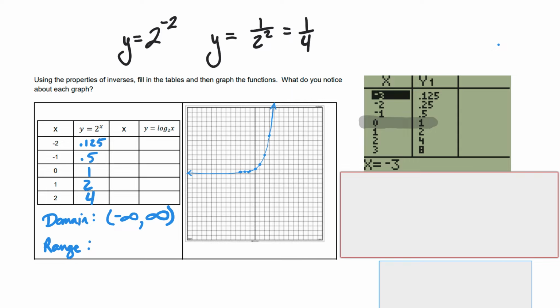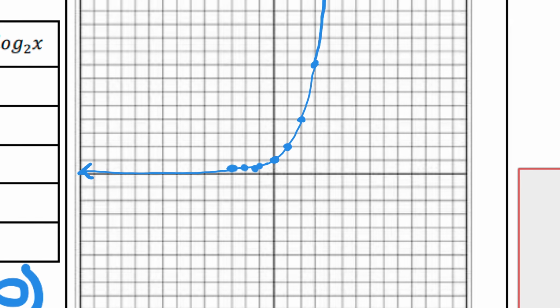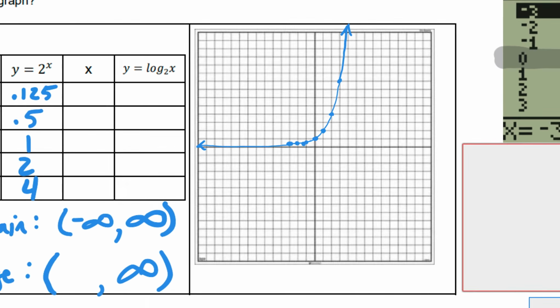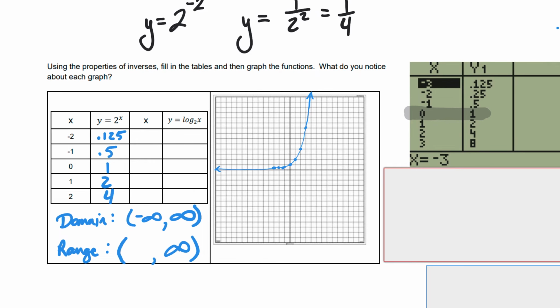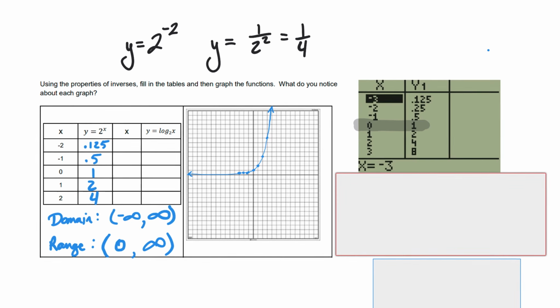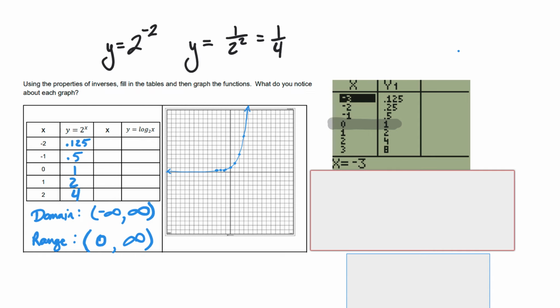Now the range, on the other hand, is where we have some issues. We see that this range value is rising infinitely up, but it's hitting a wall when we get to the x-axis. So we have a range of values that will not get lower than 0. So that's our domain and range for the exponential function 2 to the x power. That's the doubling family.